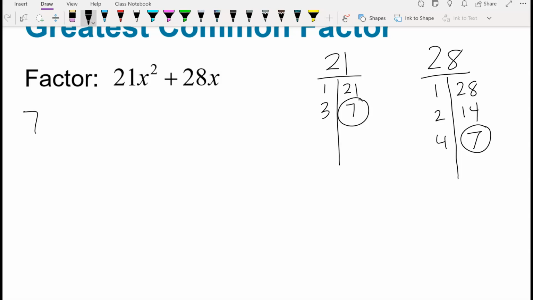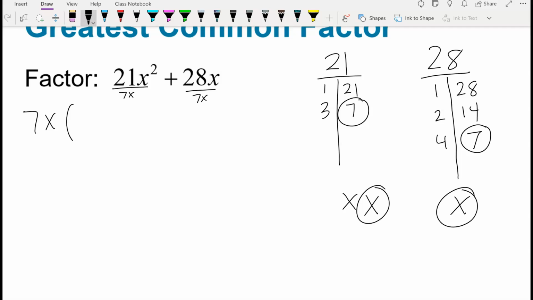And then we're looking at the x's. So we have x and just a single x. So they have just a single x in common. So that's what we're going to divide out of each term.